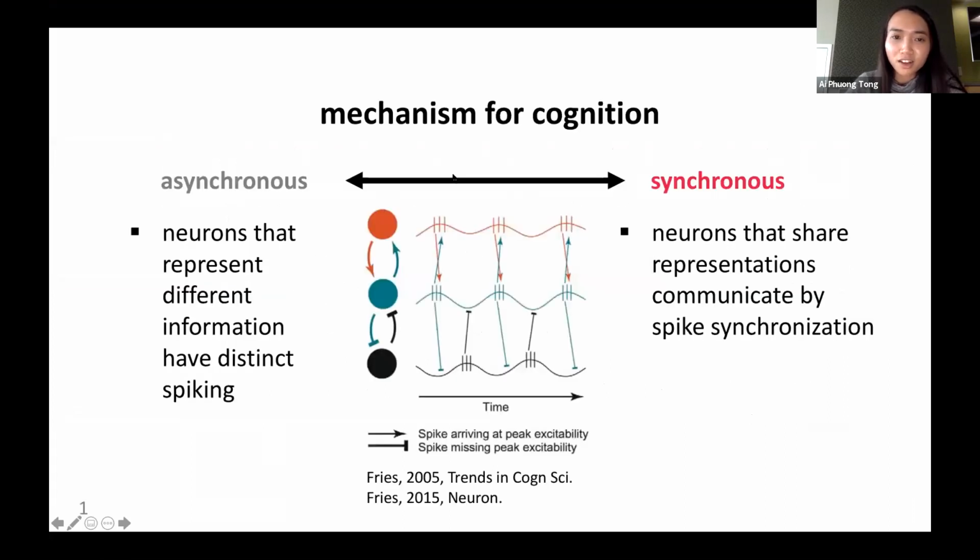First, I want to start off with a framework for understanding the mechanism for cognition, which we can think of as these transitions between asynchronous and synchronous activity, whereby at one end, you have neurons that represent different information and have distinct spiking. And then there are periods in which neurons that have shared representations communicate by spike synchronization. And these perform computations that are necessary for cognition.